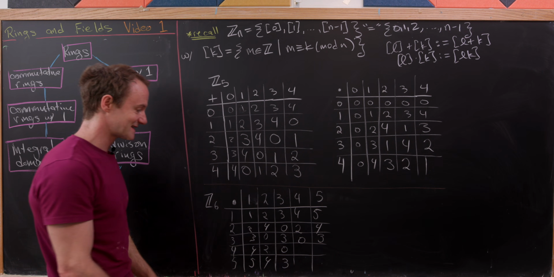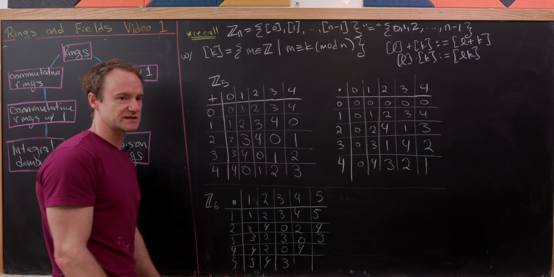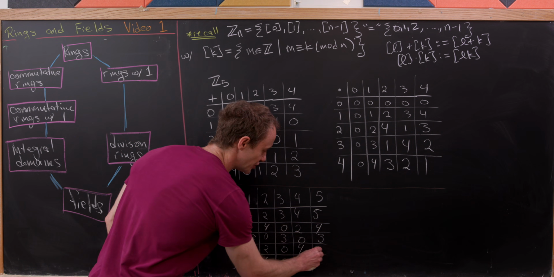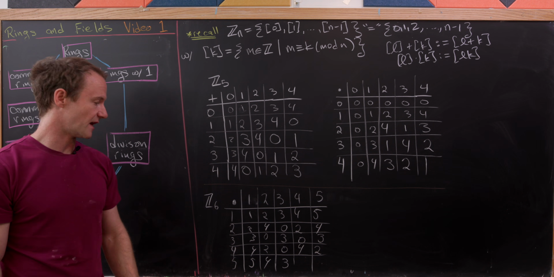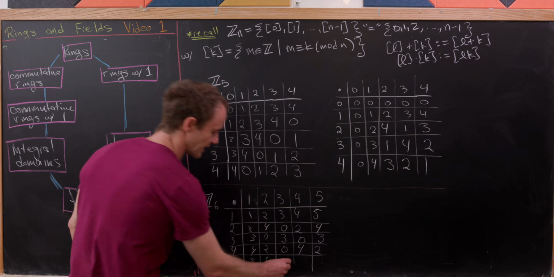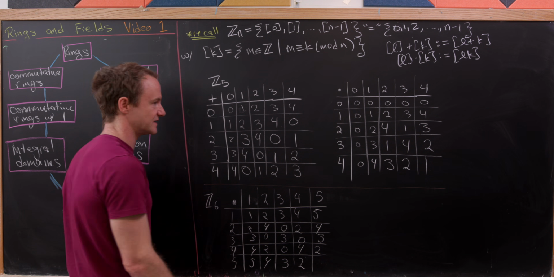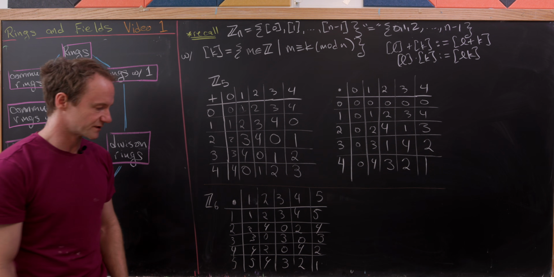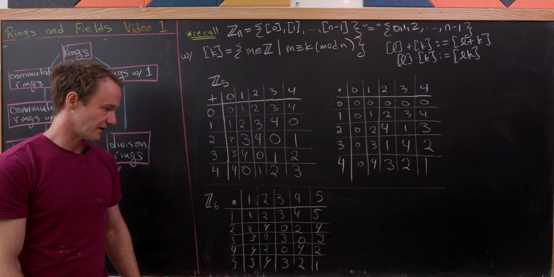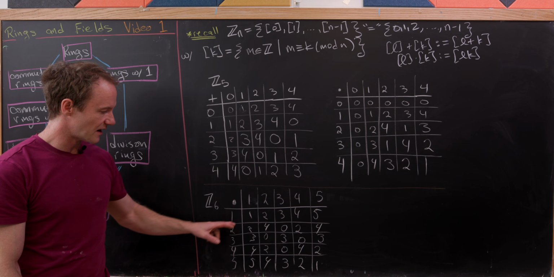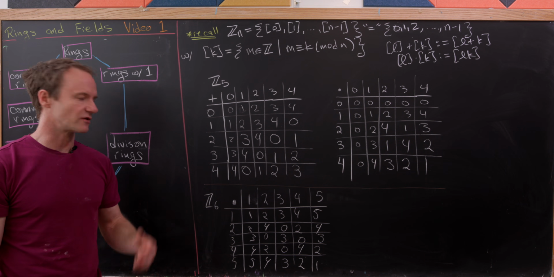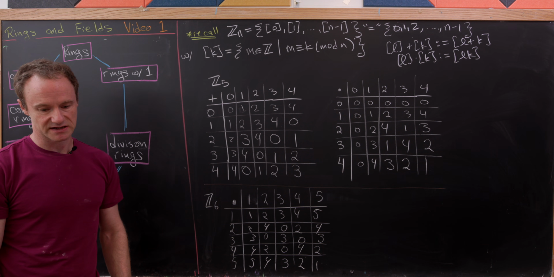So 4 times 4 is 16. 16 is 4 because it's 4 more than 12. 4 times 5 is 20. That's 2 because it is 2 more than 18, which is a multiple of 6. And then let's see, we'll get a 2 here. And then 5 times 5 is 25. That's 1 more than 24, so that is 1. Notice that 5 is its own inverse here, if you will. In fact, interestingly enough, 1 and 5 are the only things that have inverses. They're the only units in Z6.